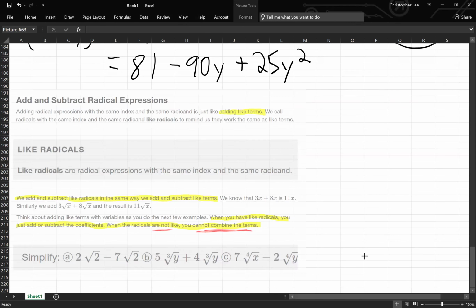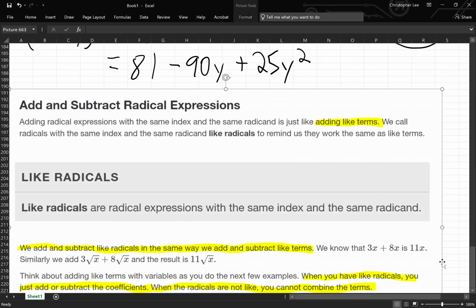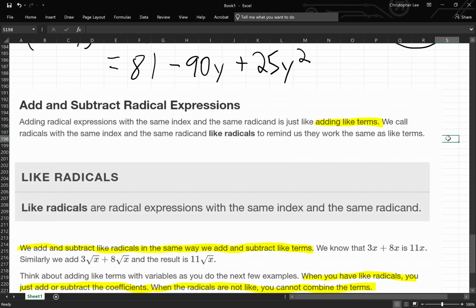So here's what we're getting into today. We're going to add and subtract radical expressions. All right. Taking it up a notch. So adding radical expressions with the same index and the same radicand is just like adding like terms. We call radicals with the same index and the same radicand like radicals. All right. To remind us that they work the same as like terms.